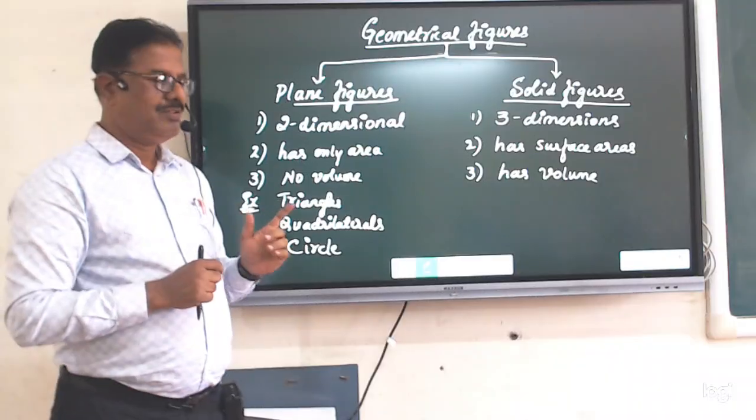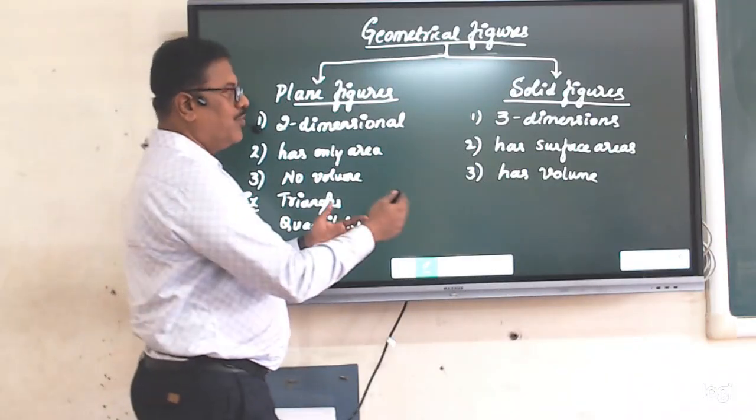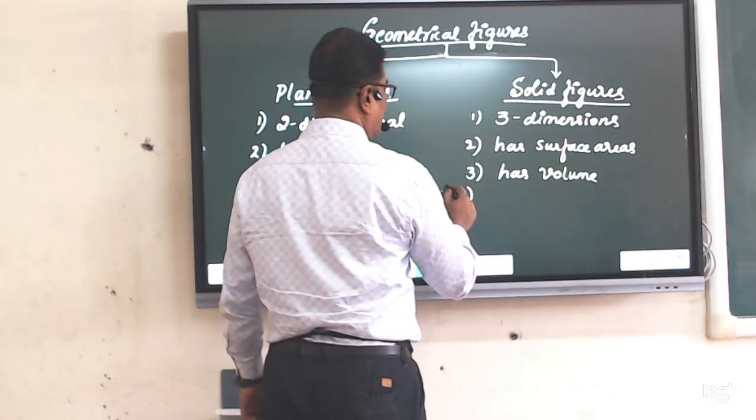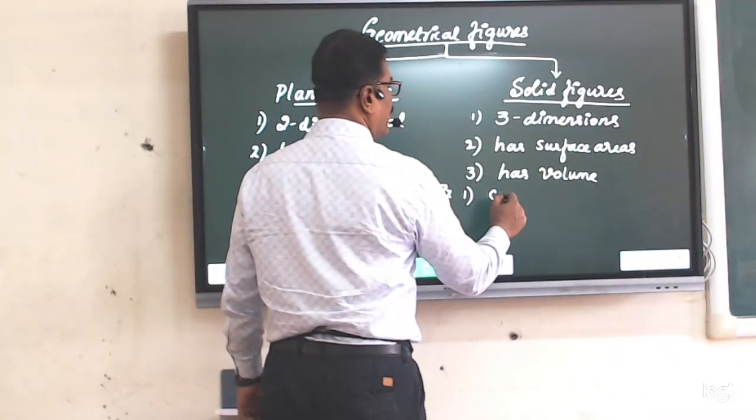What is the formula to find the area of a circle? Pi r square. Okay. Similarly, when you go for the solid figure, the first example that you can give is the cuboid.